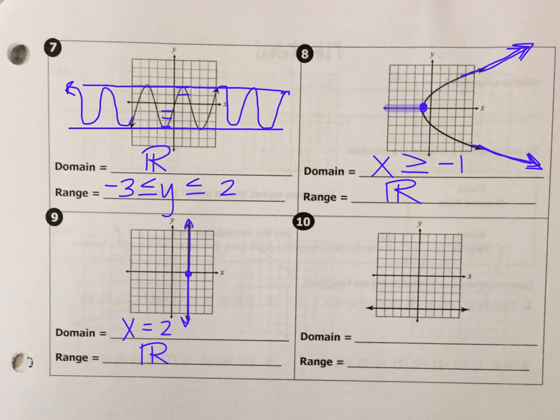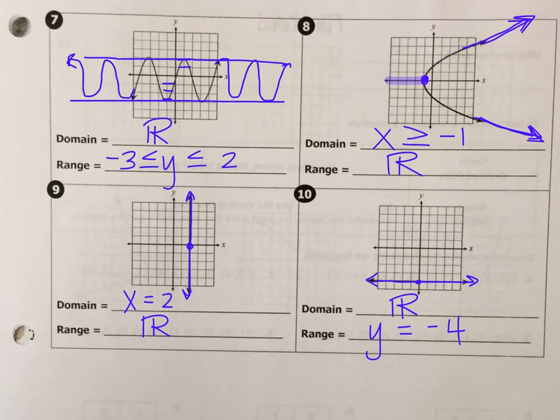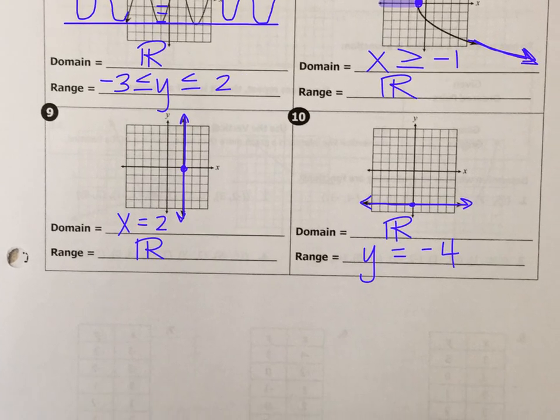The range is similar. It's going to the right and to the left forever. So our domain is all real numbers, but it's only on this one line. So 1, 2, 3, 4. So y equals -4.